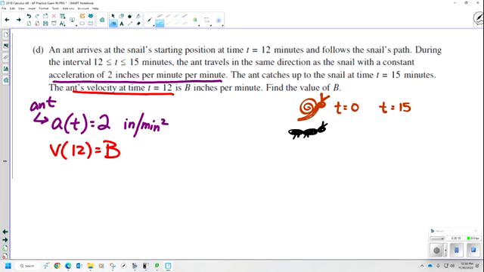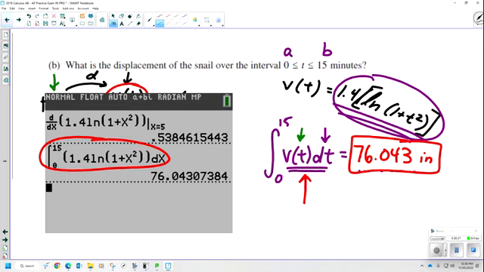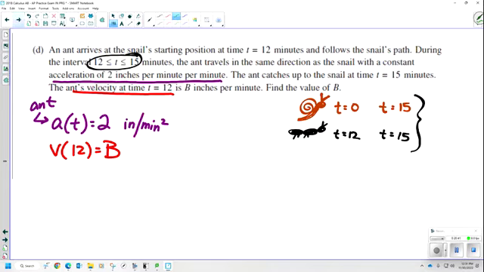The ant starts at time 12 and goes to time 15. That's what they tell us here. But they cover the same distance. They both travel the distance. What was the distance? If I go to part B, the total distance was this right here. So whatever the snail traveled in all 15 minutes, 76.043, the ant also covered in the 3 minutes he went.